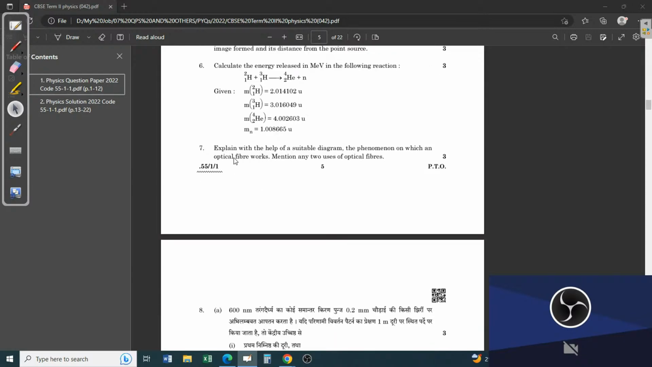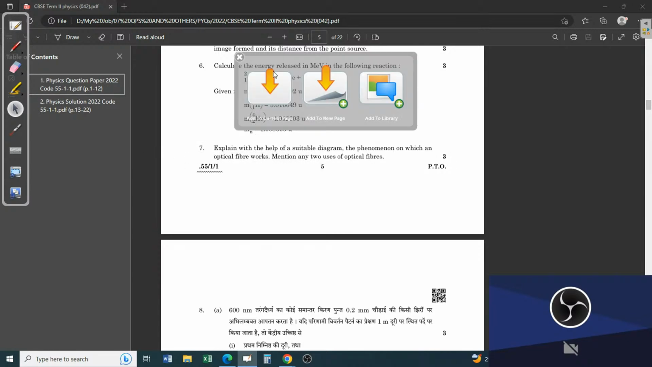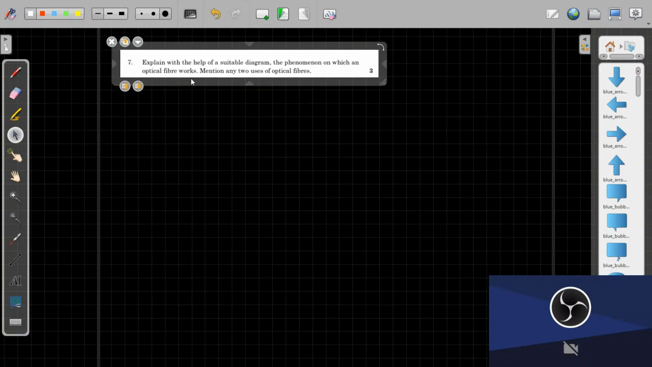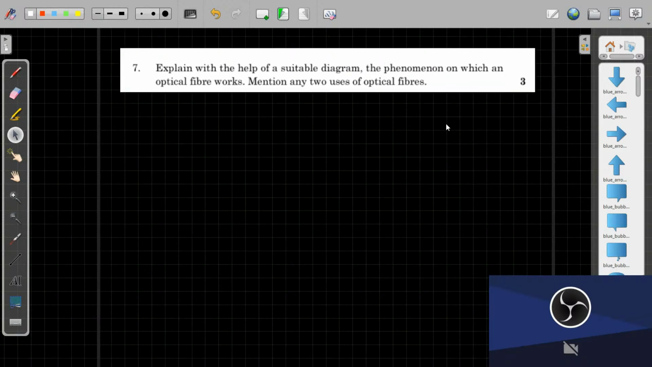Let us come to question number 7. See how easy these questions are, and these questions on optical fiber keep repeating. So you must do this question thoroughly. Don't go without knowing optical fiber. So what is optical fiber? Optical fiber works on the principle of total internal reflection. Let us revise. What is total internal reflection?